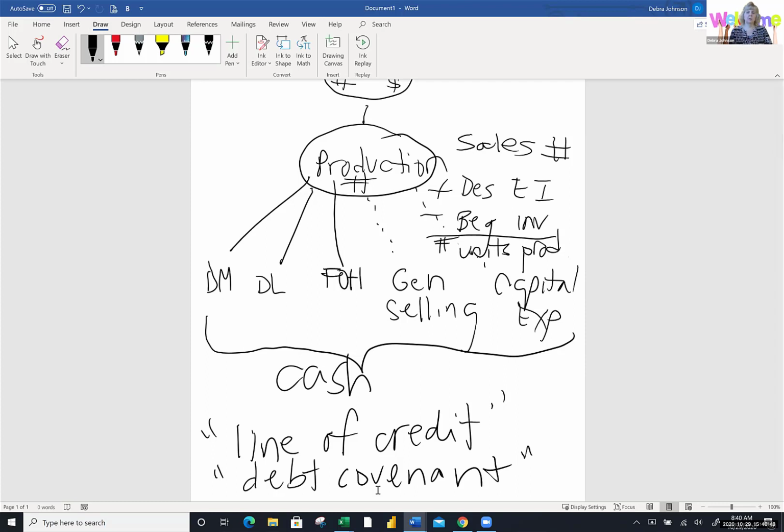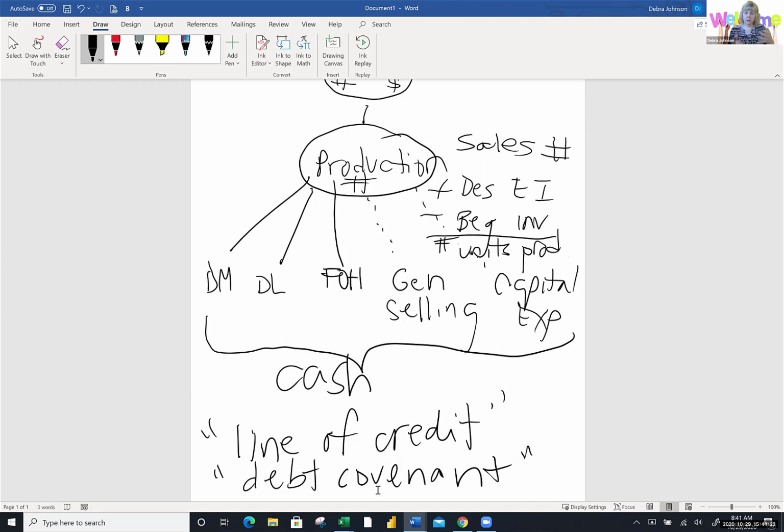You make a promise to the bank that at all times I will keep X in my account, whatever X is. So for example, there might be a debt covenant or a debt promise in my note or my line of credit that said, at all times I will keep $30,000 in my cash account, right? That's a debt covenant. That's a promise that you're making to the bank that you promise to always have $30,000 in your cash account.